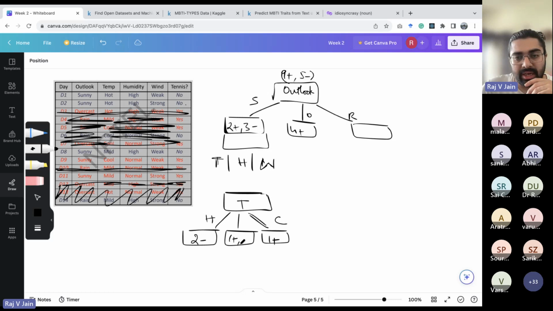1 positive and 1 negative. So 1, 2, 3, 4, 5. Yeah, correct. Okay. So let's do the math then.